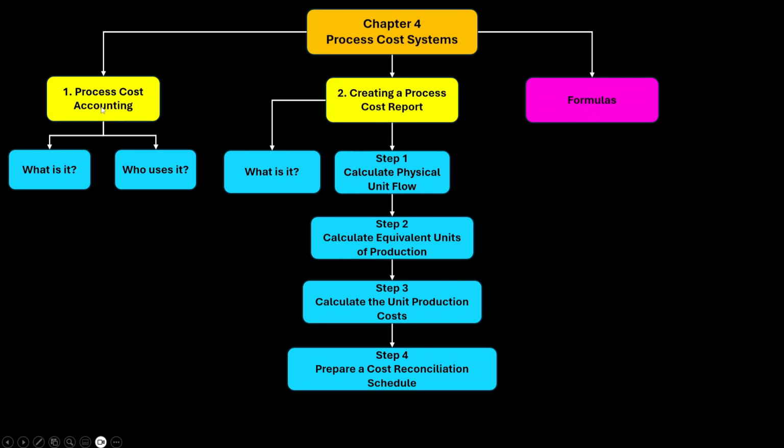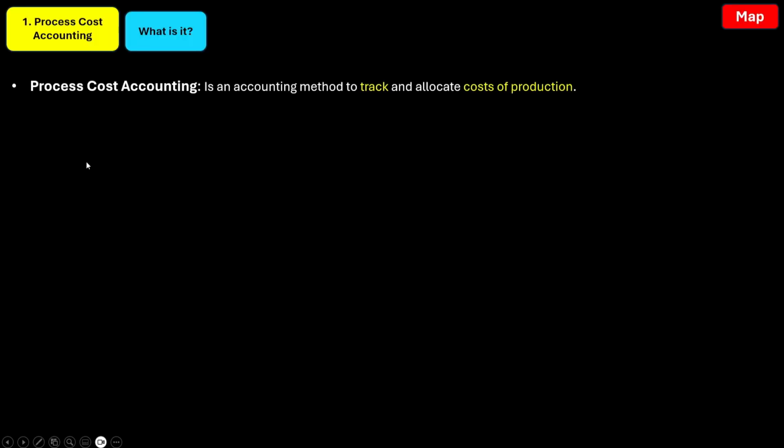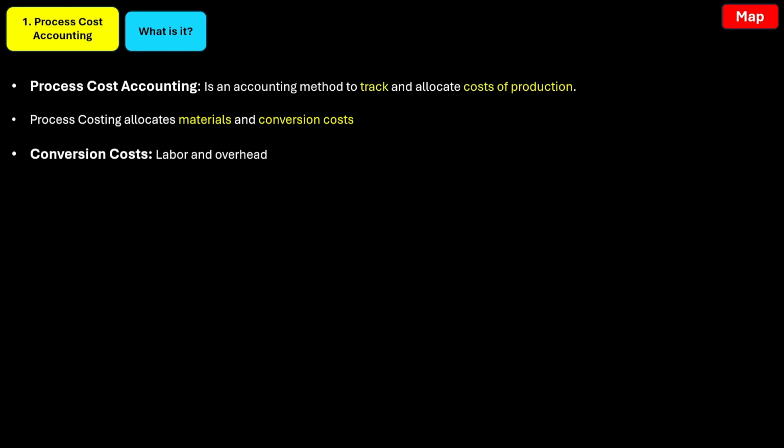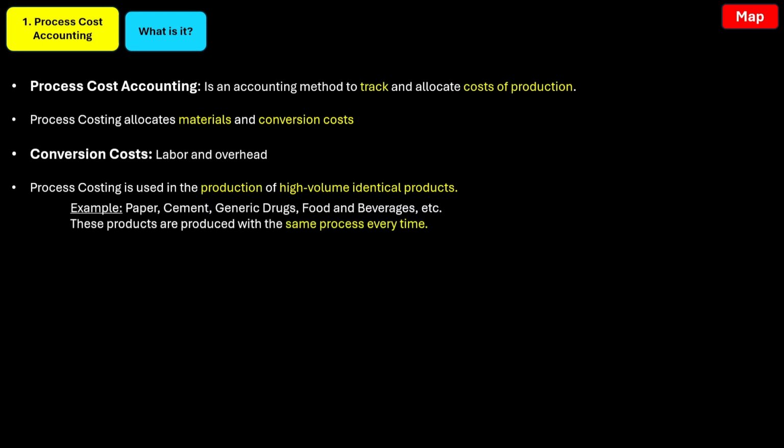So starting off with process cost accounting, what is it? Process cost accounting is an accounting method to track and allocate costs of production. Process costing allocates materials and conversion costs. Just a reminder that conversion cost is labor and overhead. Process costing is used in the production of high volume identical products. Examples of high volume identical products are paper, cement, generic drugs, food and beverages, etc. These products are produced with the same process every time.